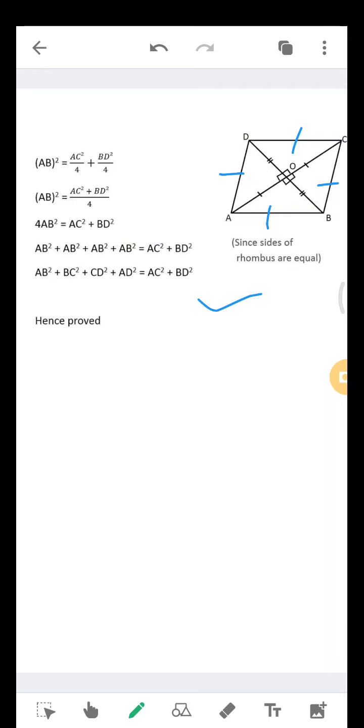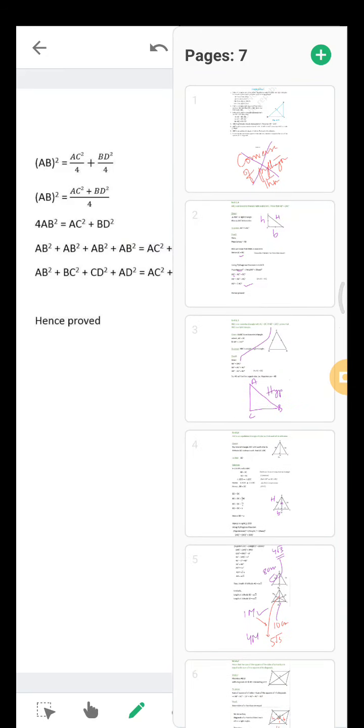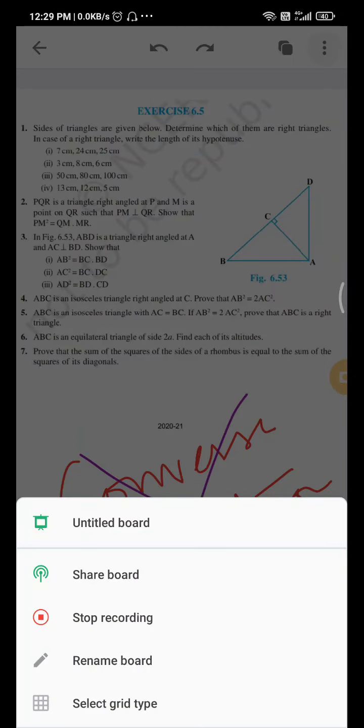So this is the most important theorem for 4 marks from this exercise. Hope it's clear to you all. Complete your work on time.